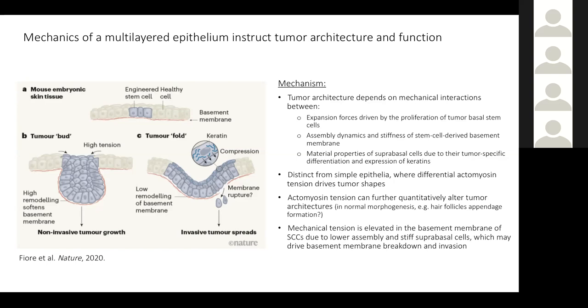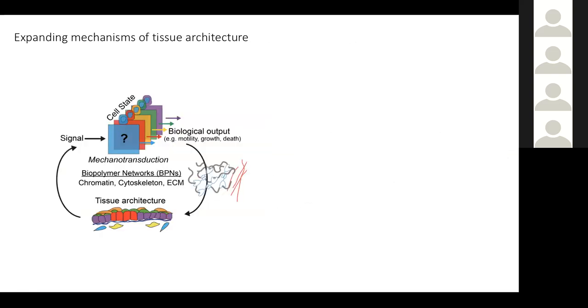And what I didn't have time to talk about, but we think is really important, is that the tension, the extensile strain that's experienced by this basement membrane, is elevated in a case where we have lower assembly of basement membrane and stiff superbasal cells, which is exactly what we see within these squamous cell carcinomas that are more prone to invasion and basement membrane breakdown. So we think this could be a new mechanism by which this basement membrane is disrupted during tumorigenesis and leads to worse prognosis.